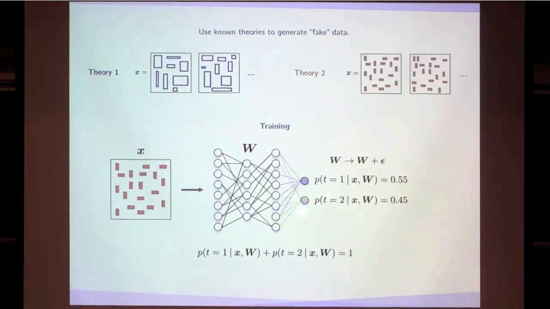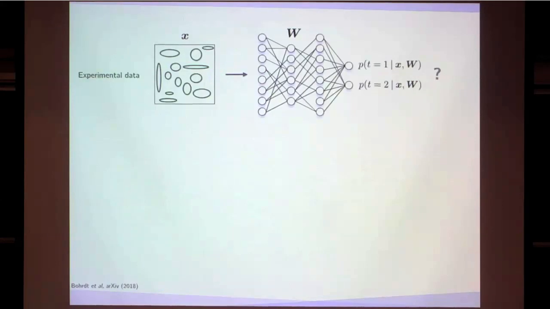So what you want to do is take these weights and change them by using this calculus rule so that at the next iteration, this number increases. Okay? And you do it again and again. And suppose that you succeed in this task and you get a network that can reliably distinguish these two theories. Now what you can do is feed the experimental data, and you can ask, what's the theory of this data? Is it theory one or theory two?